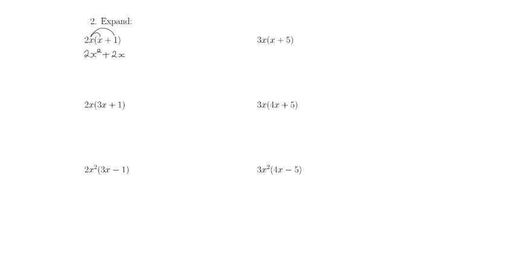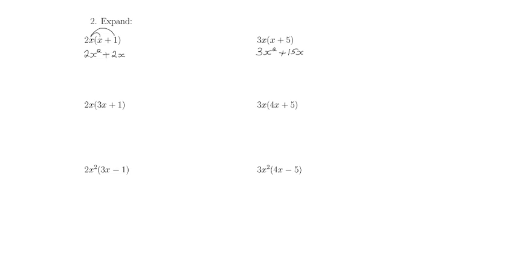Let's have a look at this one. So here we've got 3x outside the bracket and x plus 5 inside the bracket. We need to do 3x multiplied by x, and then we need to do 3x multiplied by 5. 3x multiplied by x will give us 3x squared. 3x multiplied by 5 will give us 15x. We have addition here, so we're going to keep that. And so the answer is 3x squared add 15x.